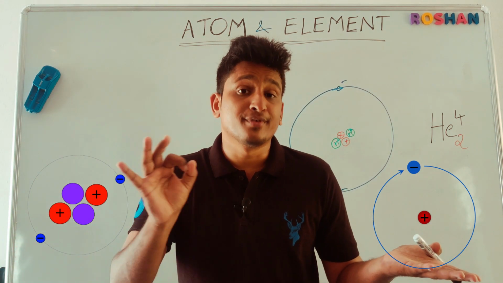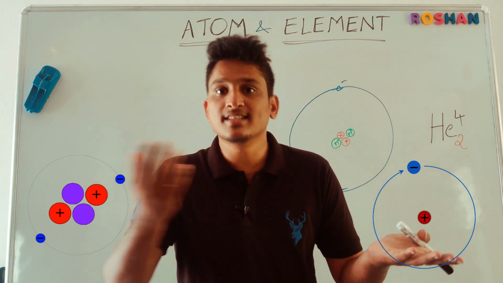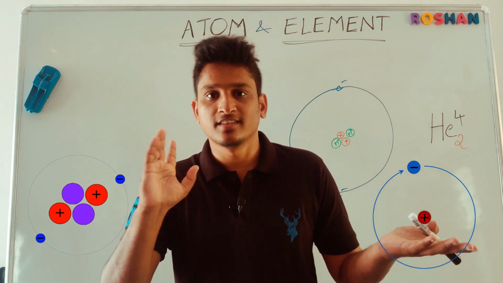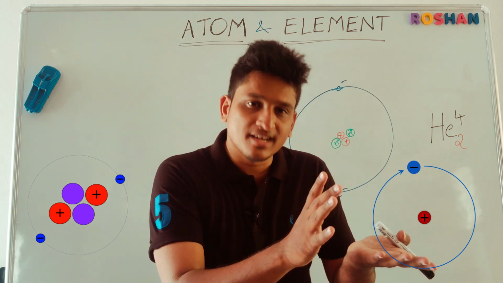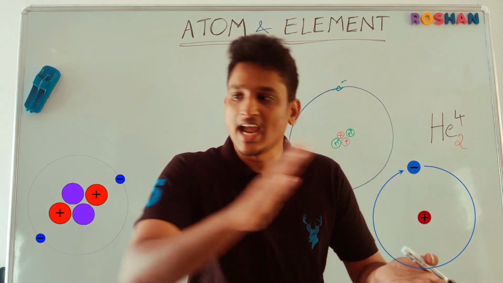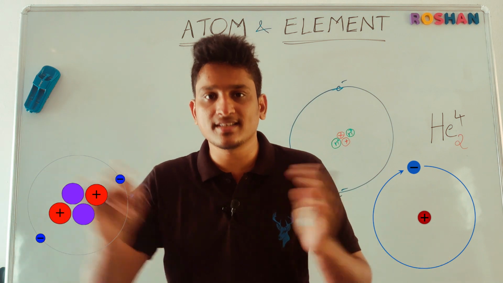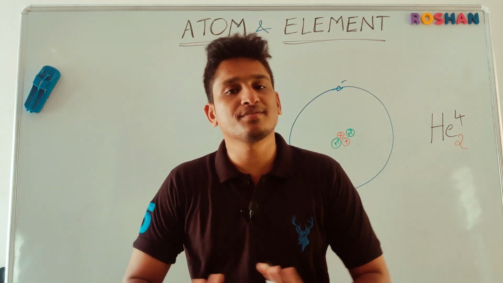The answer is different. Why? Because this atom has one proton and this atom has two protons. Is it different or not? Definitely we need to classify them. This atom is called hydrogen element and this atom is called helium element. That's it, simple. That is the definition of an element.